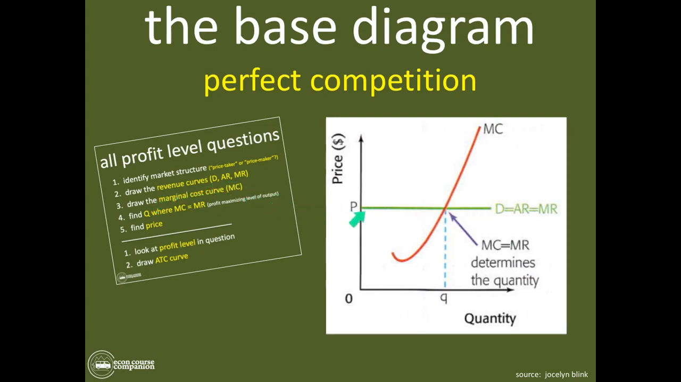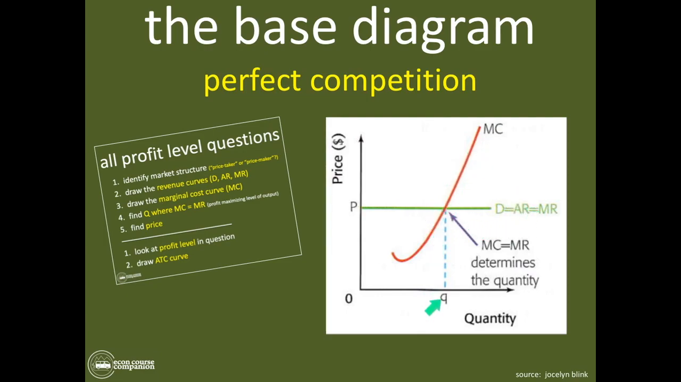Okay, so because they're price takers, then you draw the revenue curves. Well, we know that they're perfectly elastic. Demand equals average revenue and equals marginal revenue. Okay, now draw the marginal cost curve. Bam, there it is. Find your profit maximizing level of output. Well, that is always where MC equals MR, and find your Q. So MC equals MR right there, because there's MC, there's MR, that's their intercept.